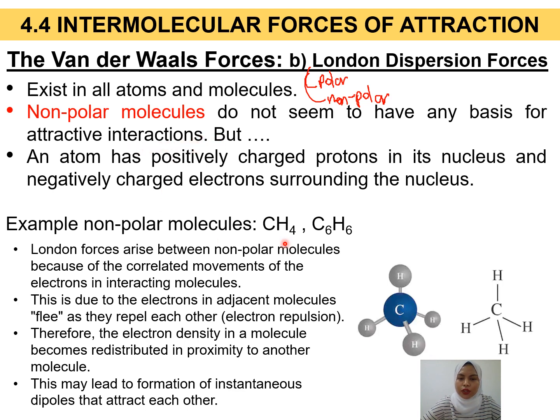Okay, examples of non-polar molecules are CH4, C6H6, but Miss wants to give CH4 as the example first because CH4 is the easiest. Okay, how do you know CH4 is non-polar? Because you know that this molecule has a symmetrical shape, which is tetrahedral, and it has identical terminal atoms, therefore the dipole moments will cancel out each other, there is no dipole moment at all, therefore it's going to be a non-polar molecule.